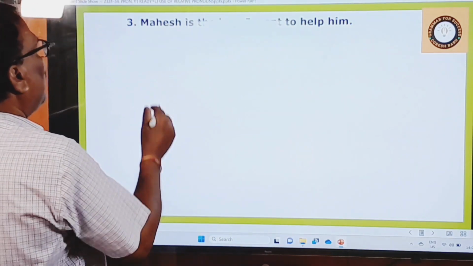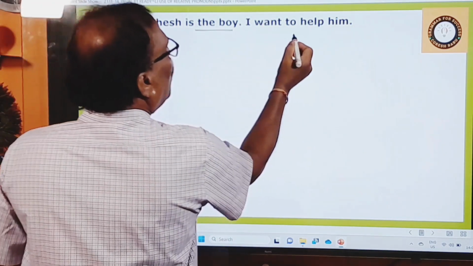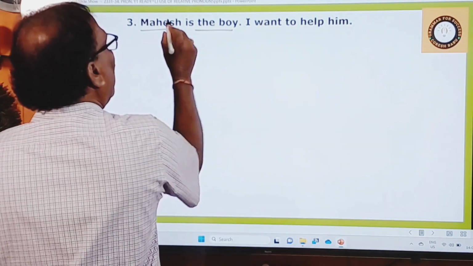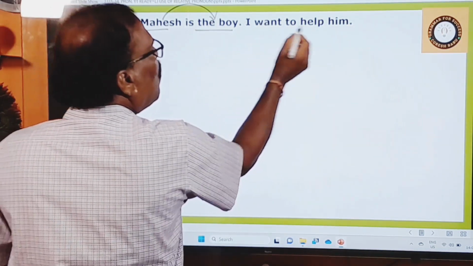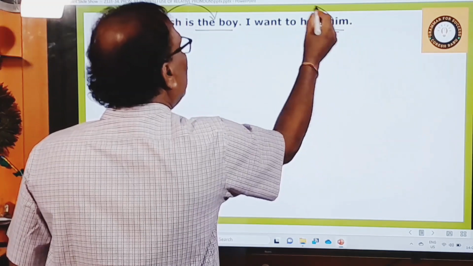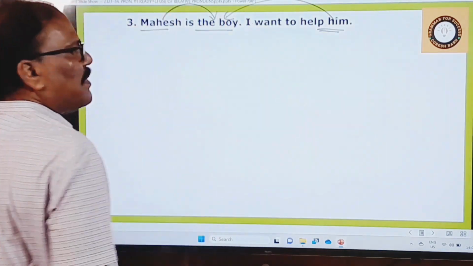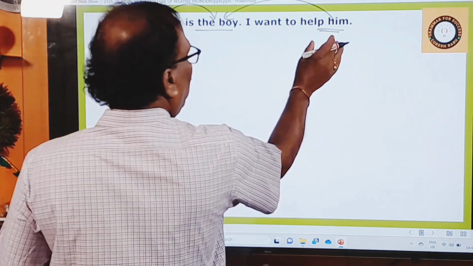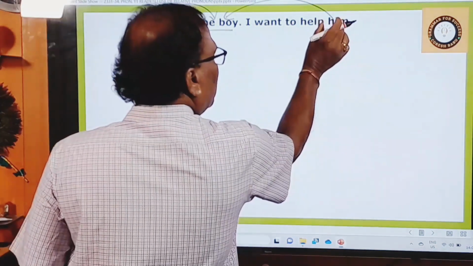Right. Third example. Mahesh is the boy. I want to help him. So you are talking about this Mahesh, and Mahesh is the boy. I want to help him. This him is referring to this boy, that is Mahesh. Who is that boy? Mahesh is the boy. And here, I want to help him. So him is the objective case pronoun.